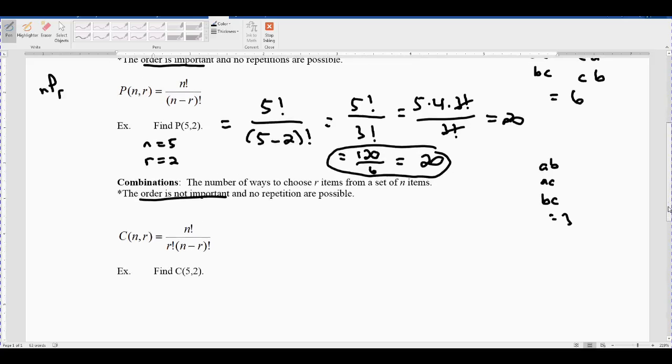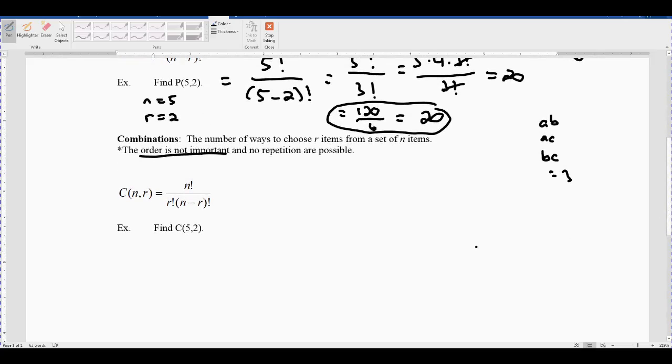Now let's do this combination problem. The formula is a little bit different. It's got an extra r factorial in the denominator. So once again, you have n is 5, r is 2. So we're going to do 5 factorial over 2 factorial, n minus r, 5 minus 3 factorial.